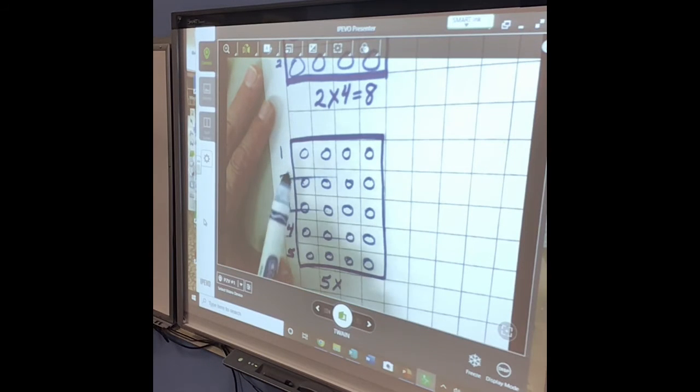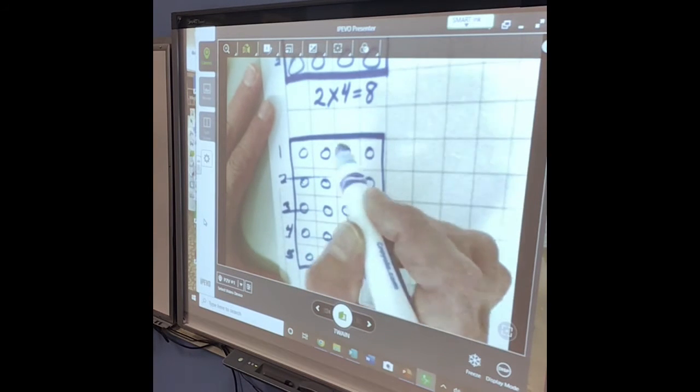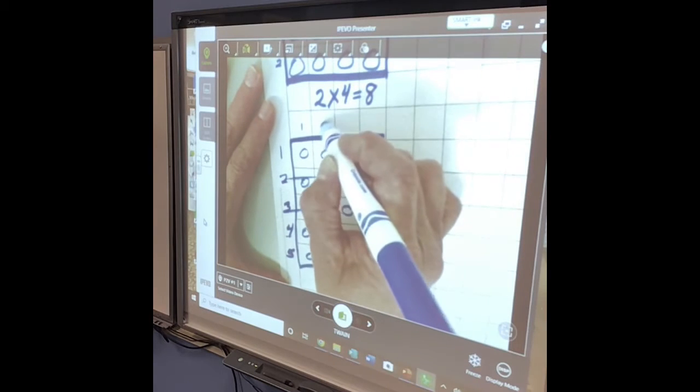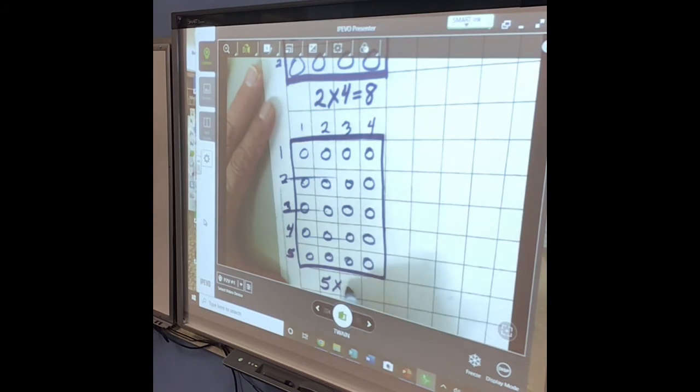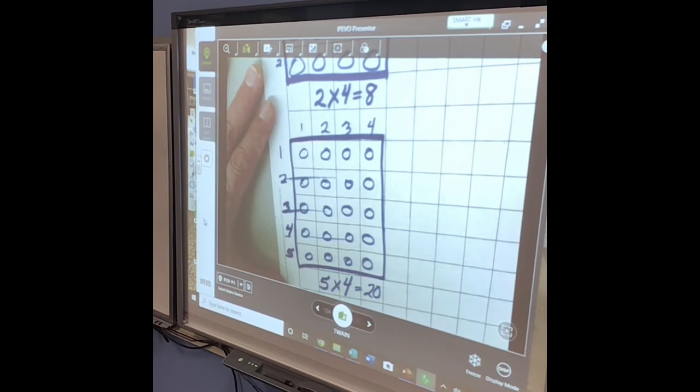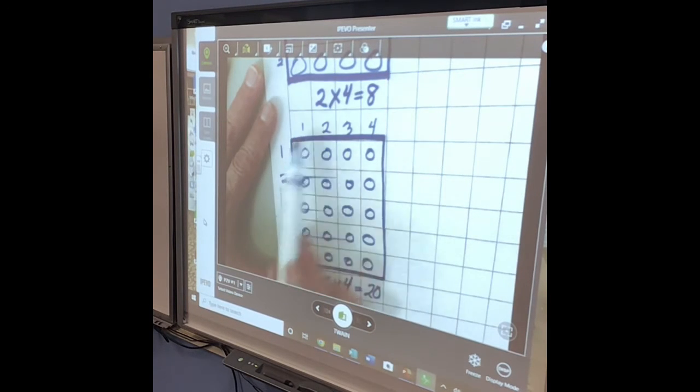times in each, then there are how many columns? 1, 2, 3, 4 columns. So 5 times 4 equals 20. So that box of candy is bigger. We have 20 candies in this box.